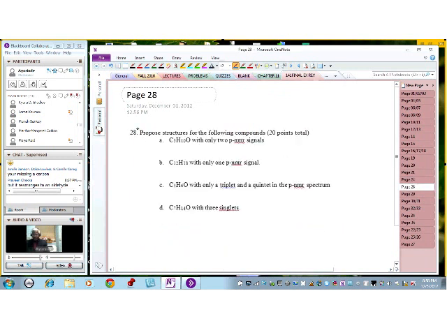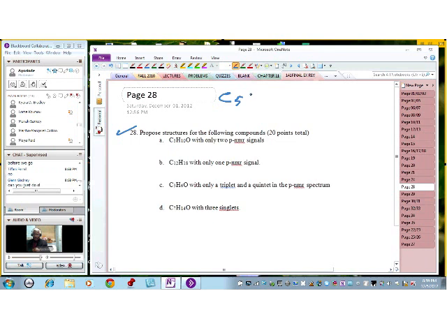Do you want us to do this problem, yes or no? Yes, very good. Maya, can you go ahead and read this question for us? Propose structures for the following compounds. Thank you. Very good. Now what they want us to do is propose structures for the following compounds. I believe we've done some of this in class, but let us do this again.